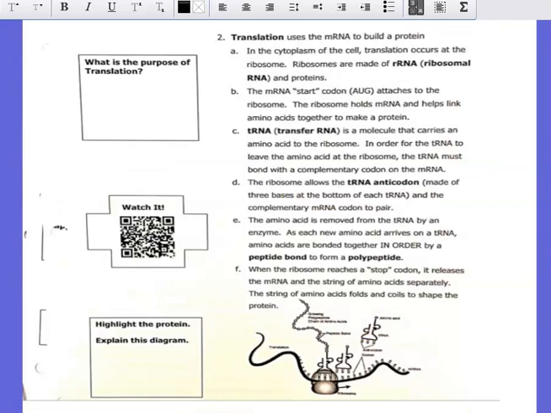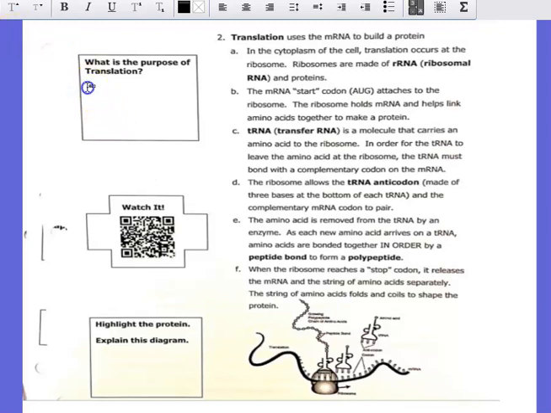Once that RNA leaves the nucleus and goes into the cytoplasm, that's where translation happens. This is when you use the mRNA to build a protein. So in your cytoplasm, this is happening specifically on the ribosome. If you remember back to Module 2, ribosomes are the site of protein synthesis, so this is where your proteins are actually assembled. Your ribosomes are made of RNA, which is specifically rRNA or ribosomal RNA, and proteins.